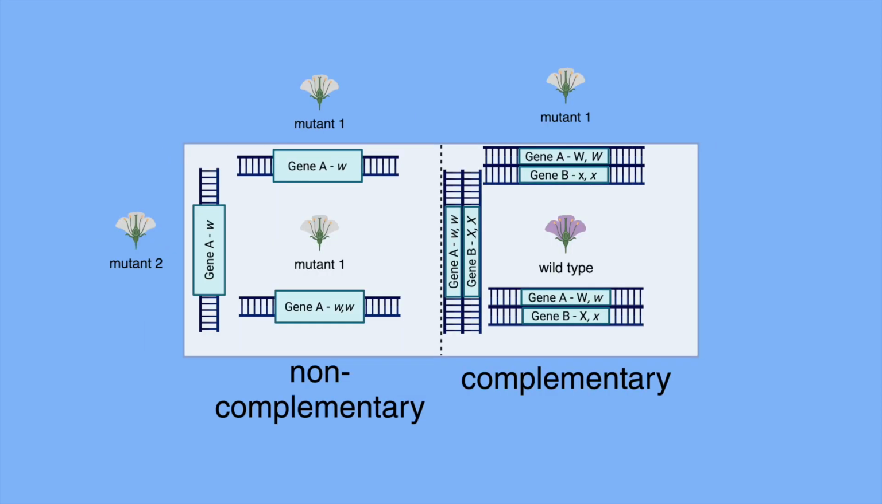If the two flowers both have mutations in gene A, then they will each donate a recessive allele little w in the cross, resulting in a progeny with little w genotype and a white mutant phenotype.